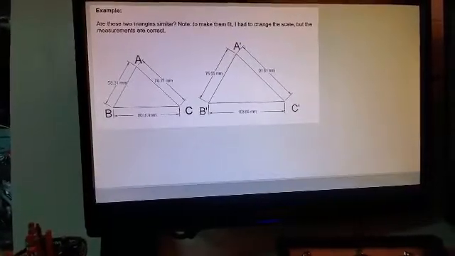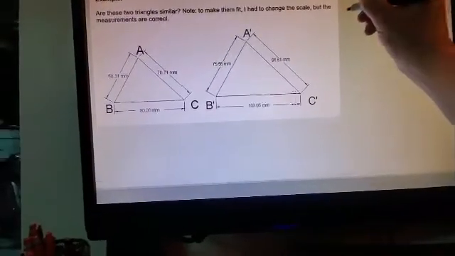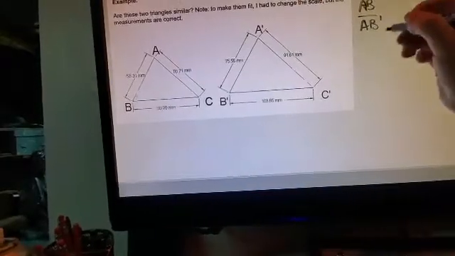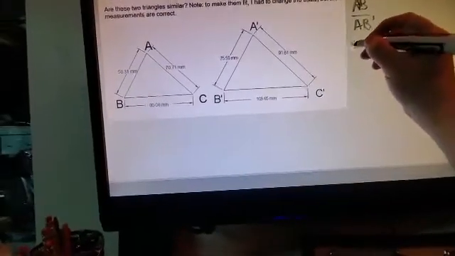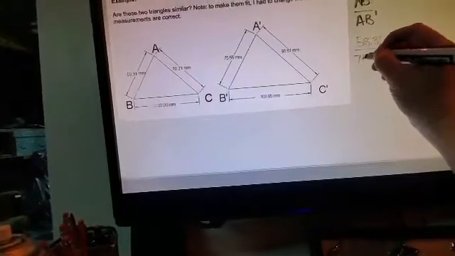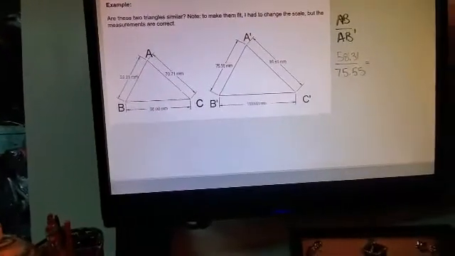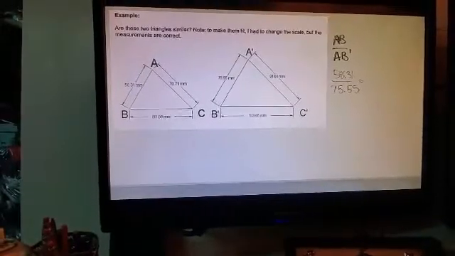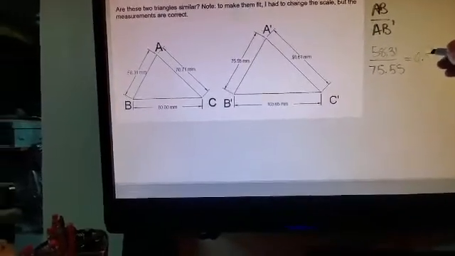So, let's look at side ratios. Let's compare AB to A'B'. So, AB is going to be 58.31 to 75.55. So that is going to be a ratio of 0.77.